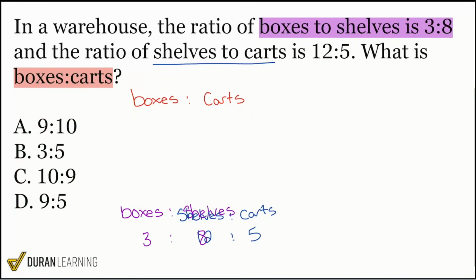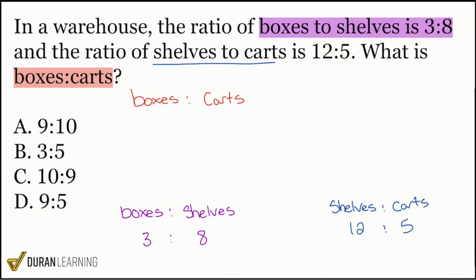It's not the case because, everybody, the middleman, to be able to make that kind of jump to just compare and overlap two ratios, the only way you can overlap ratios is if the middleman is the same value. Everybody, that's not the case here. We don't have the same value. This is 8 for shelves. This is 12 for shelves. We got to get the same number.